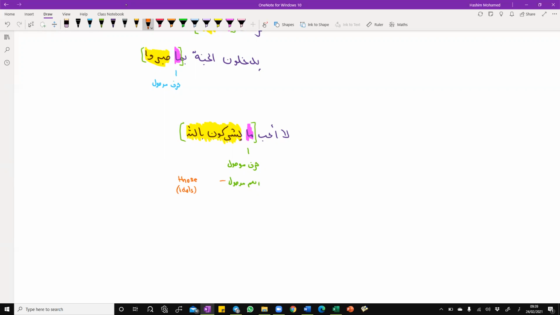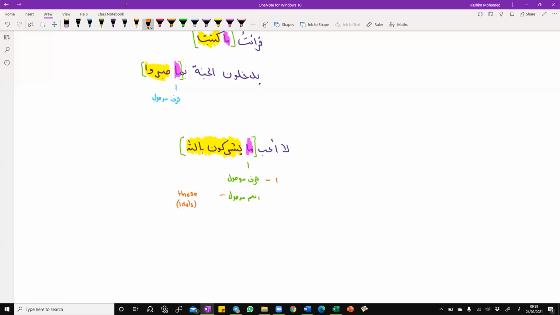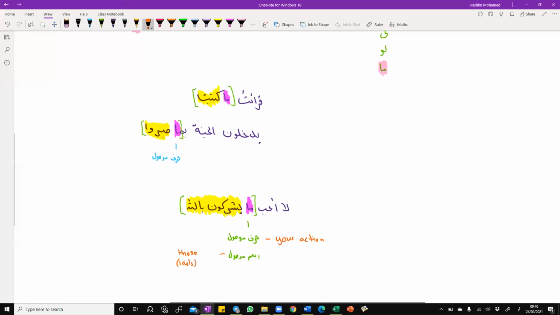Can it also be the harf and mausul? Yeah. It can also fit here. I do not like your action of ascribing partners to Allah subhanahu wa ta'ala. So now ma can be ismun mausulun or harfun mausul. It can be both, because both meanings fit here.